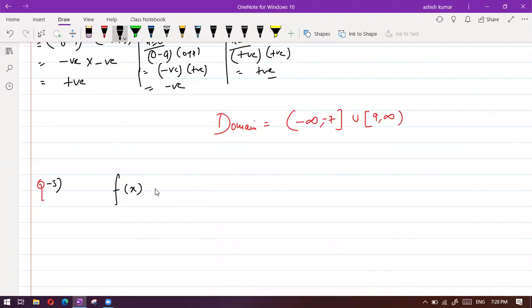f(x) is given as equal to 1 upon root over 4 minus x square. Try this question.